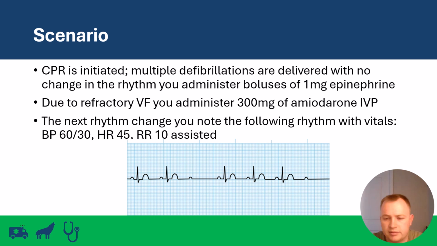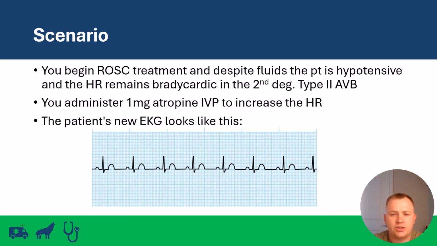It appears to be an irregular type of AV block. So think about what you see there. We've got a blood pressure of 60/30, a heart rate of 45, and respirations of 10. So we started our treatment, we gave some fluids, and that heart rate is still staying bradycardic. They're in a second degree type 2 heart block. We administered a milligram of atropine because we needed to speed that heart up. And our new EKG looks like this. That looks a lot better, doesn't it?